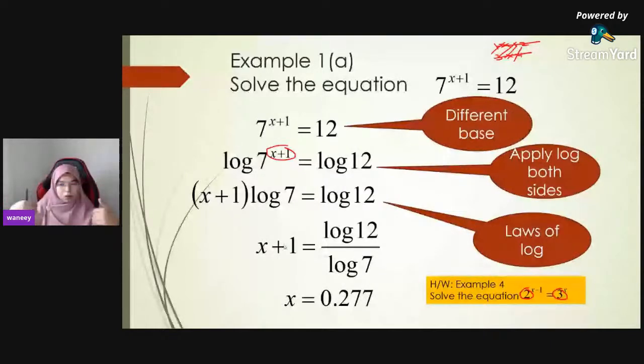Apply log on both sides and then bring x minus 1 down, and then simply bring log 2 to the right hand side. Make sure you have x as your subject. So that is example 4. If we have the time, I'm going to do them in class. If we don't have the time, that one will be our homework later on.